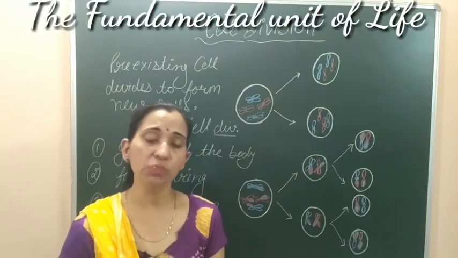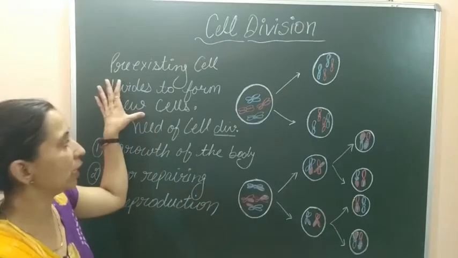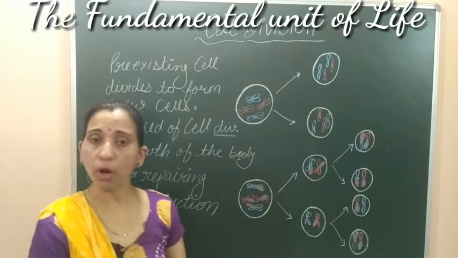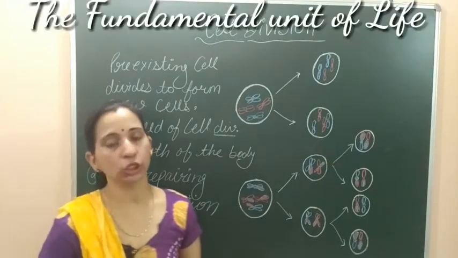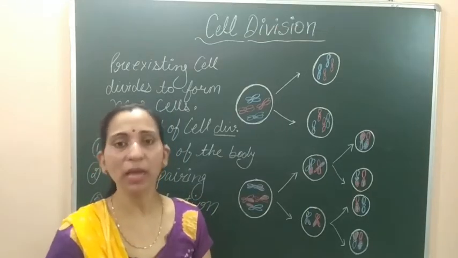Cell division is the process by which pre-existing cells form new cells. This process is known as cell division. And cell division happens because of the growth of the body, for repairing of the body and for the reproduction into the body. These are some reasons by which we can say that cell division happens.